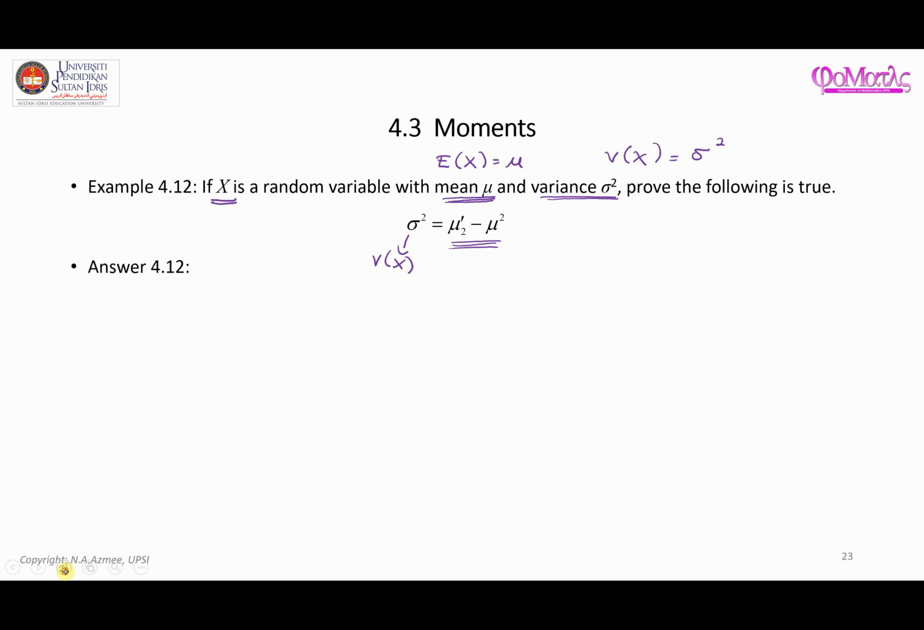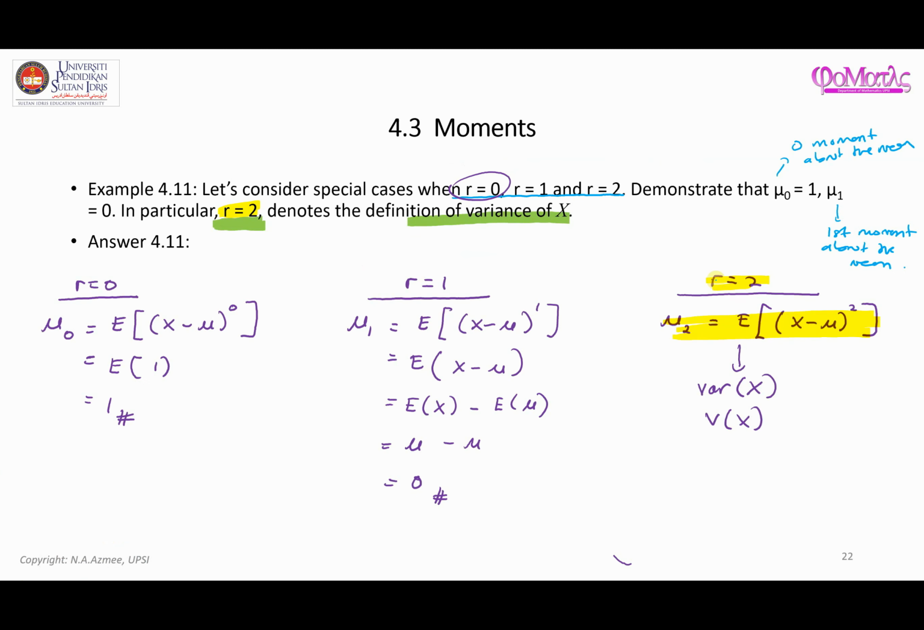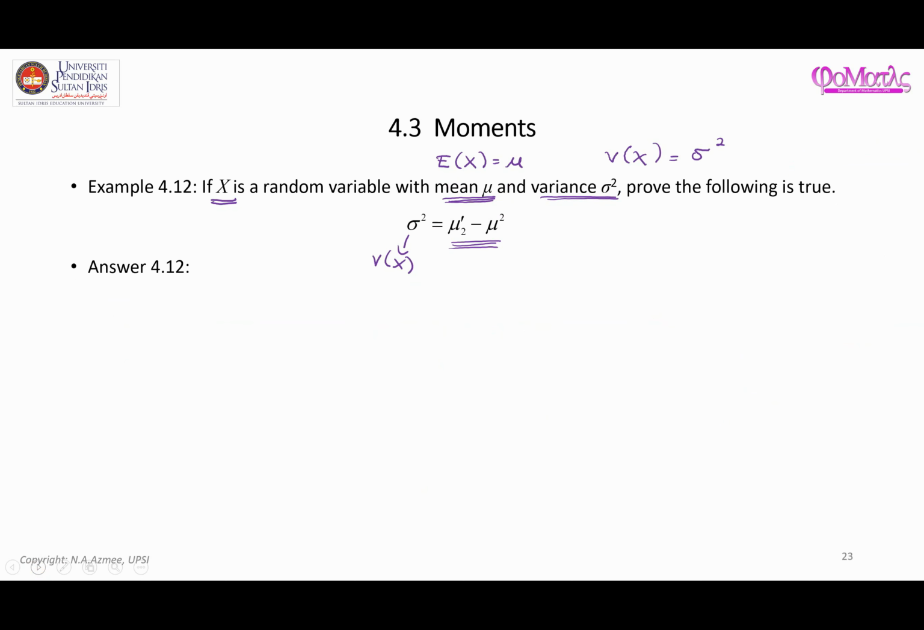We start with what we know from the previous slide: when R is 2, you get this formula, and this is the formula to find the variance of x. So this is our starting point. The variance of x is equal to mu 2, which according to the formula is E of x minus mu, squared. We have no other choice but to expand what we have in the bracket, so we have E of x squared minus 2 mu x plus mu squared.